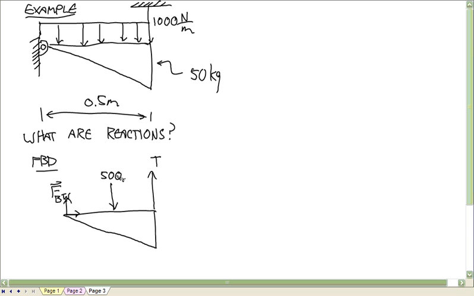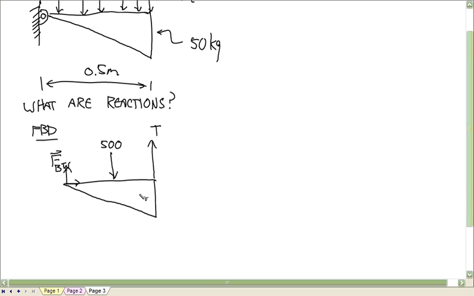And then the force due to the weight of this object is 50 times 9.81, so 490.5, and it's acting a third of the way from this end, right? So we have 490.5, and this distance is a third of a meter, 0.333. This is half a meter. It's a third from that side, so two-thirds from the other side. A third of a meter from this side.